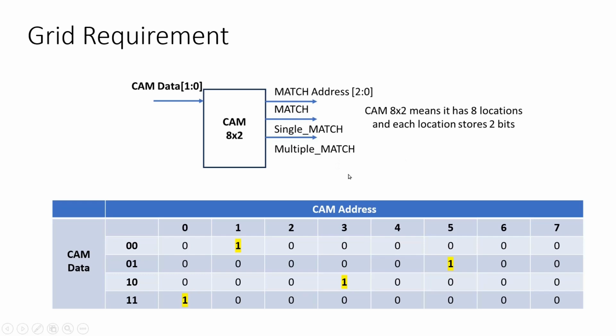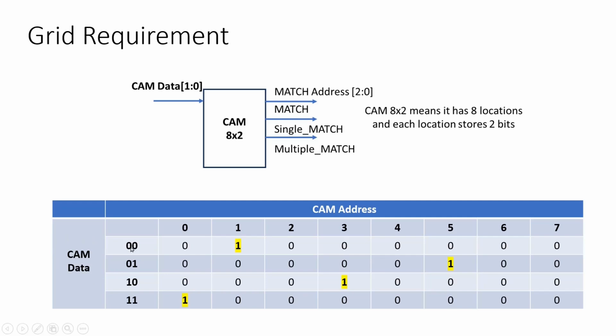Now let us discuss how to prepare this grid. On the left hand side I have written CAM data, and on the top I am writing CAM address. As we know, this CAM has 8 locations, so let us give the addresses 0, 1, 2, 3, 4, 5, 6, 7. These are the addresses of a CAM memory, and we need to write all of them here. This is the CAM data.